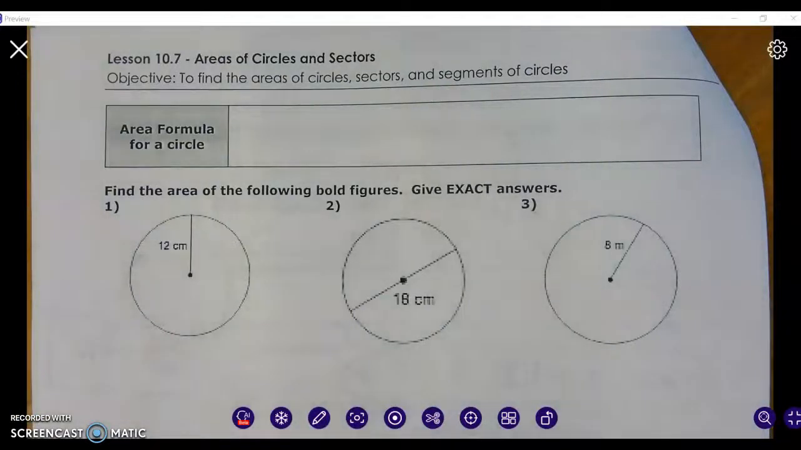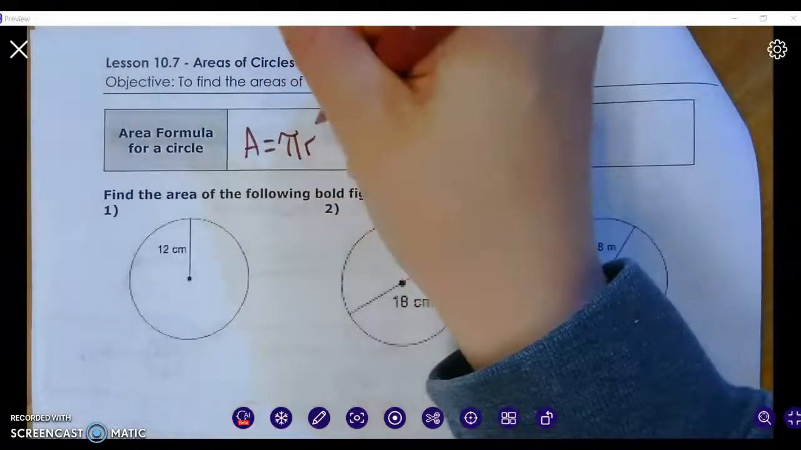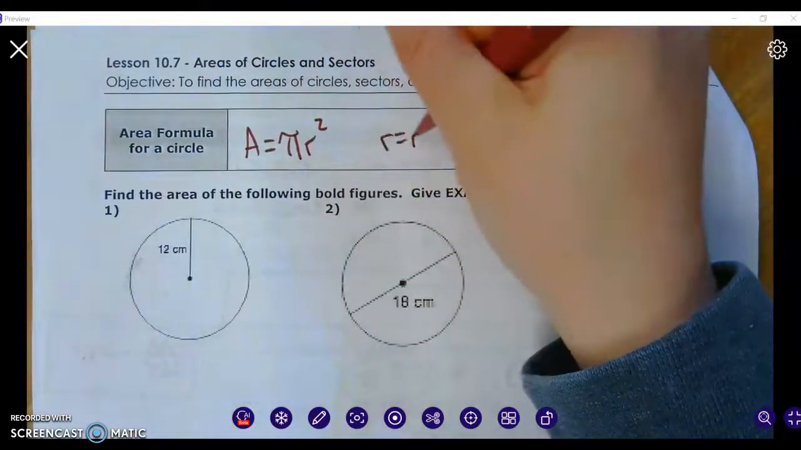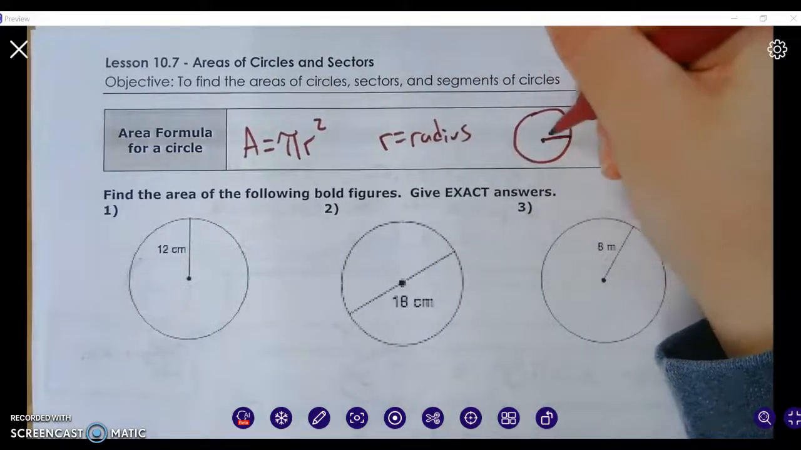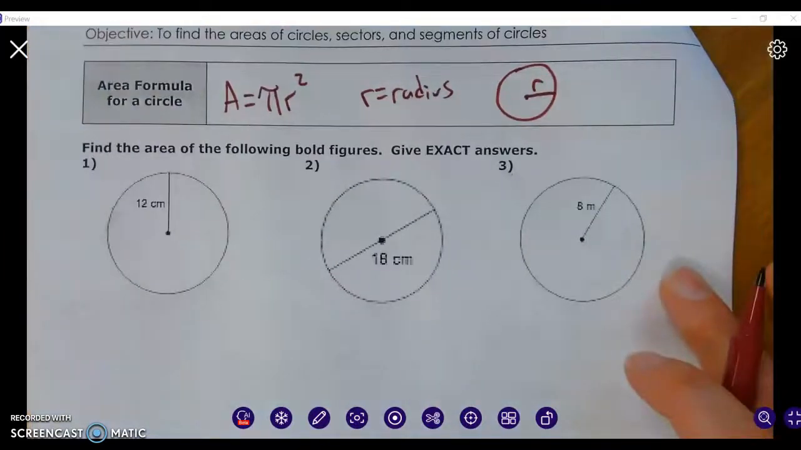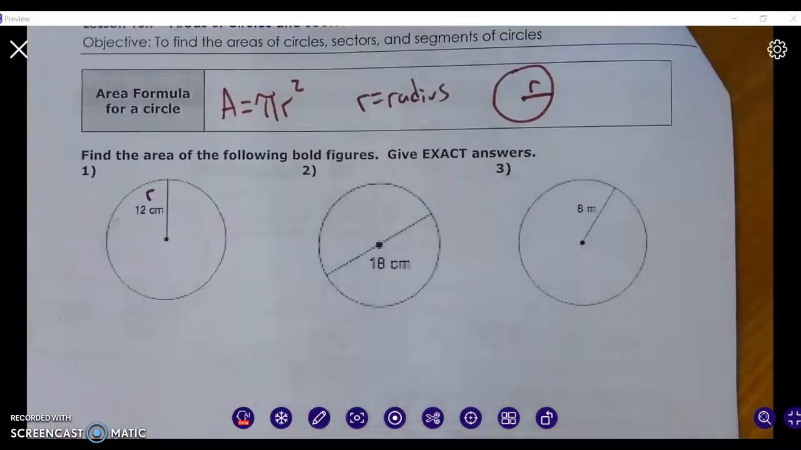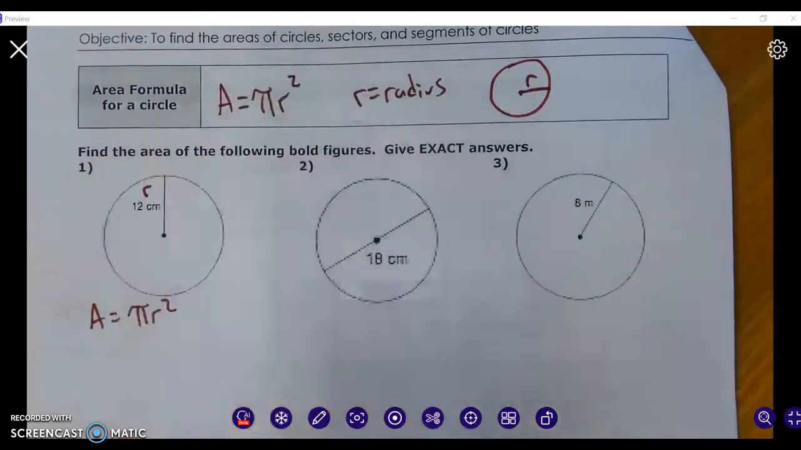Okay, this is 10.7 over areas of circles and sectors. So we're going to first review how to find area of a circle. Area of a circle is pi times radius squared, where r is the radius, which is the distance halfway across a circle. Okay, so looking at example 1, 12 is our radius, so our formula is pi r squared.